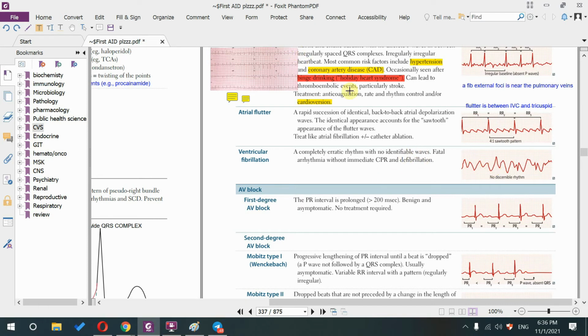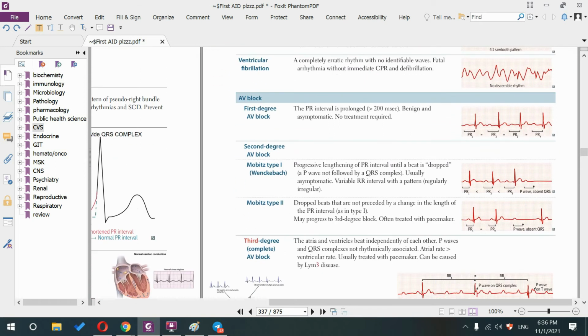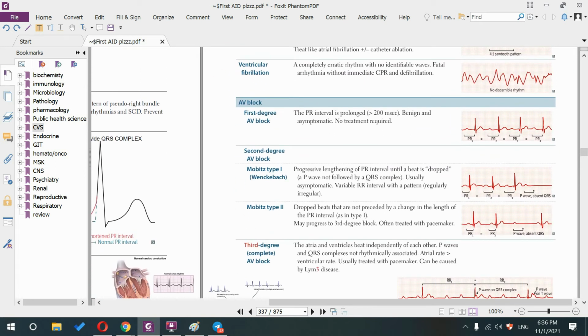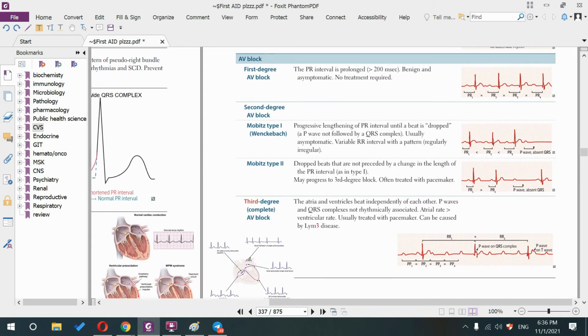cardioversion. Cardioversion is basically someone has a bad rhythm and you want to correct it. Defibrillation is for a completely erratic rhythm, and it's basically no rhythm. There is no normal rhythm at all. Here the rhythm is just dispersed in case of AFib and atrial flutter, but in case of ventricular fibrillation, basically the normal rhythm is absent.